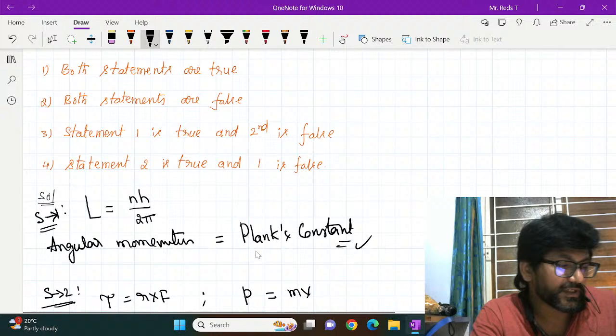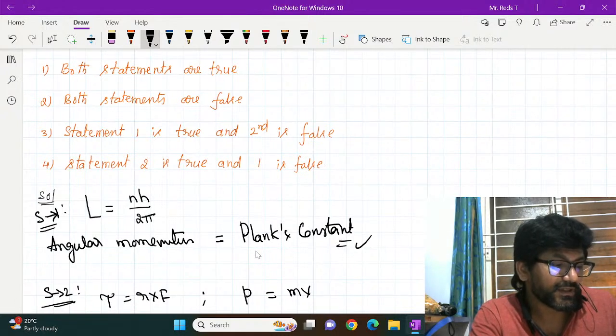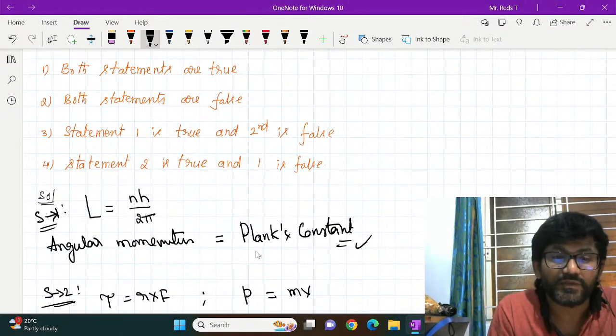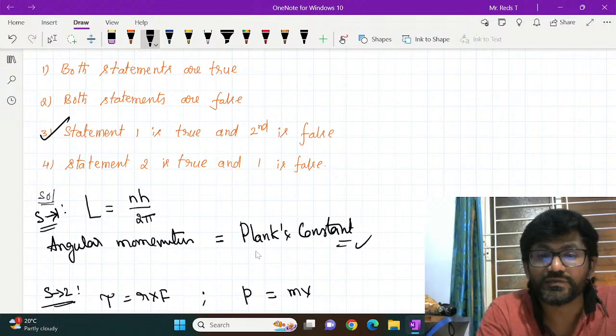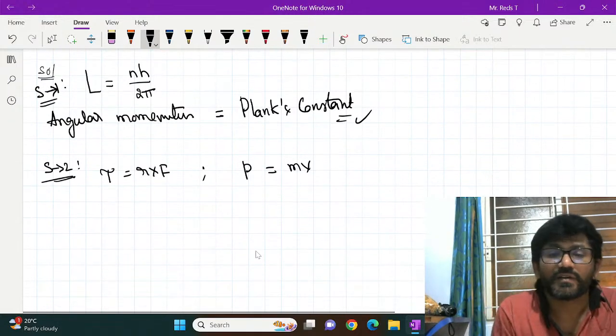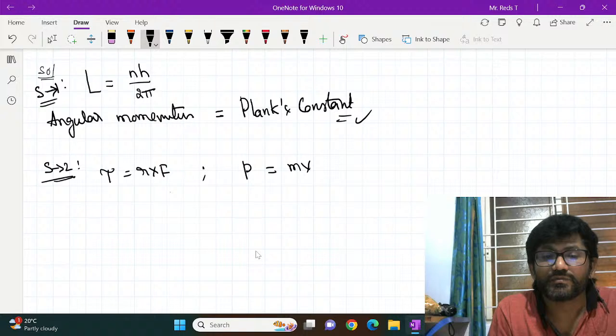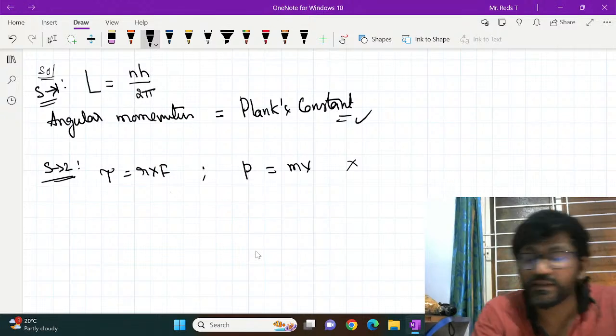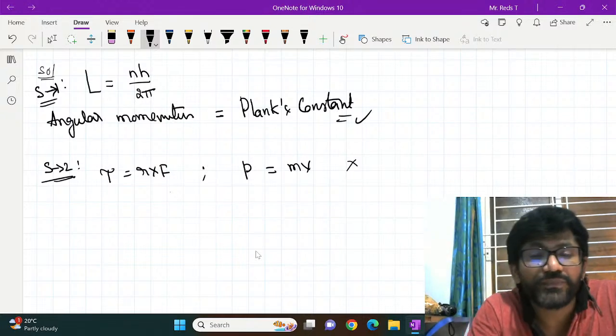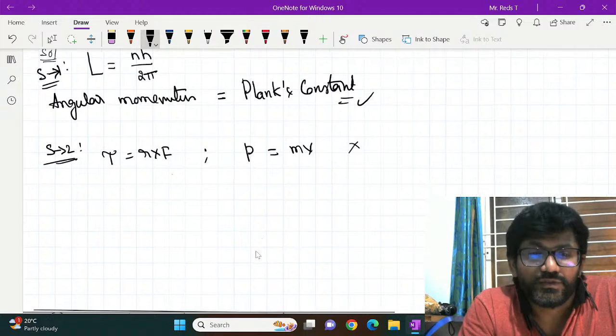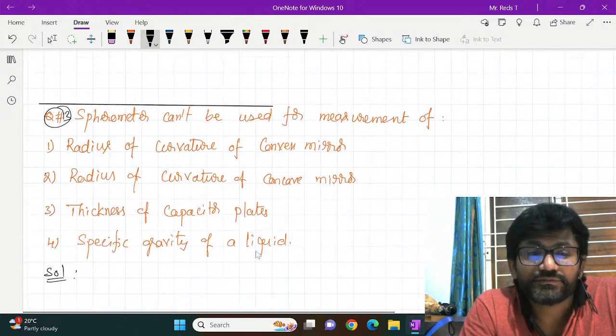So which option is right? The third option is the right one. Statement 1 is true and statement 2 is false. Both of these will not have the same dimensions. I hope it is clear for you all. So that's it. Let us see the next question.